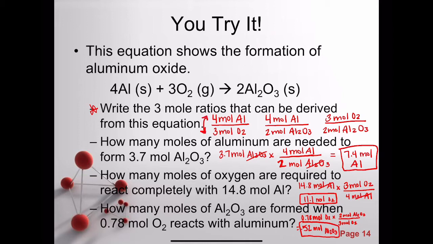to get what we needed where we needed it. And you should get 11.1 moles of O2. And then on the last one, if you start with what you're given, 0.78 moles of O2, use your mole ratio and set it up where you can cross out those units with the 2 to 3. So again, we swapped this mole ratio top to bottom to get how we needed it. And you should get 0.52 moles of Al2O3.